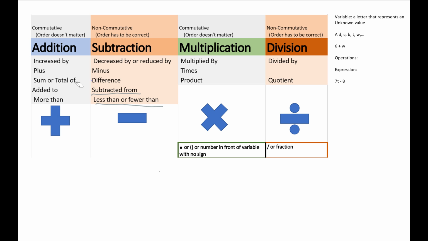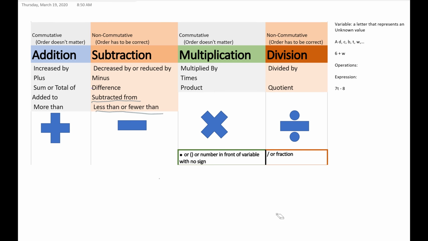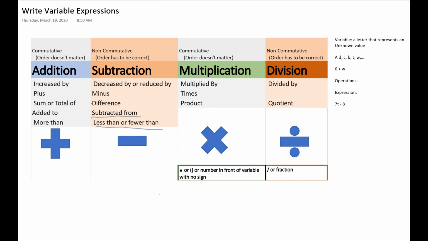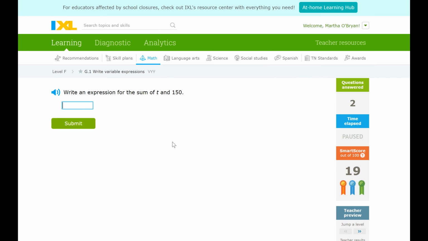So I can have the sum of 2 numbers, the difference of 2 numbers, the product of 2 numbers, or the quotient of 2 numbers. But basically, for your sake, all you need to know for this exercise is what column it falls into, whether it's an addition problem, subtraction, multiplication, or division, and that will set you up to be able to put in the correct sign. So that's enough explaining. Let's go back to IXL and try some more problems.